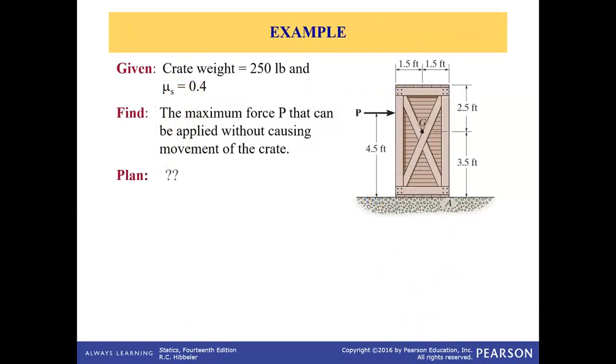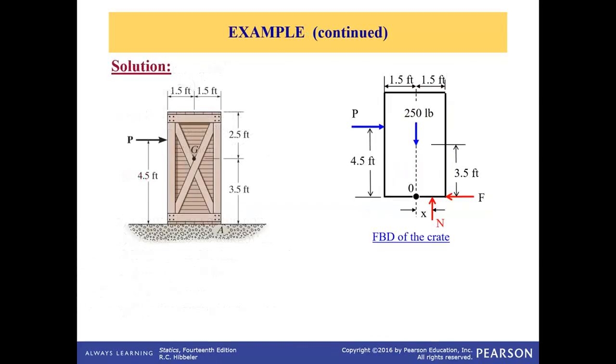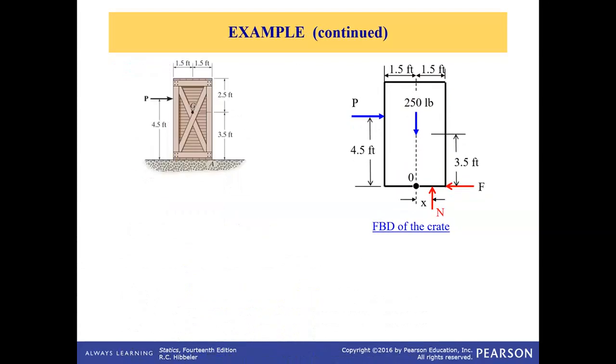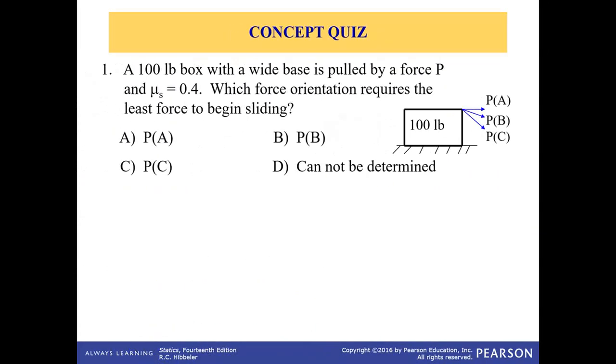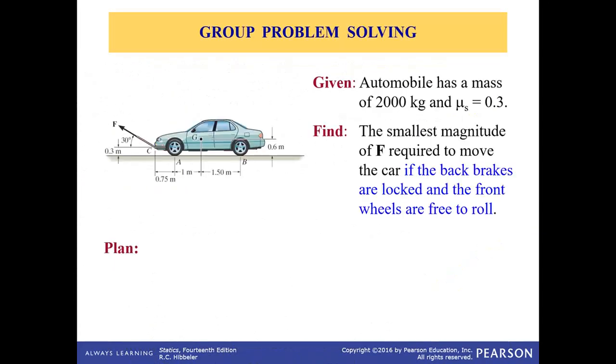So there is one example in the slide of whether sliding or tipping will happen first. You can just look at it based on the concept that we have discussed. Let's look at another example. We will actually solve the problem in the next class, but for now, just focus more on the theoretical concept of friction. The automobile has a mass of 2000 kilograms, so the weight will act from here.